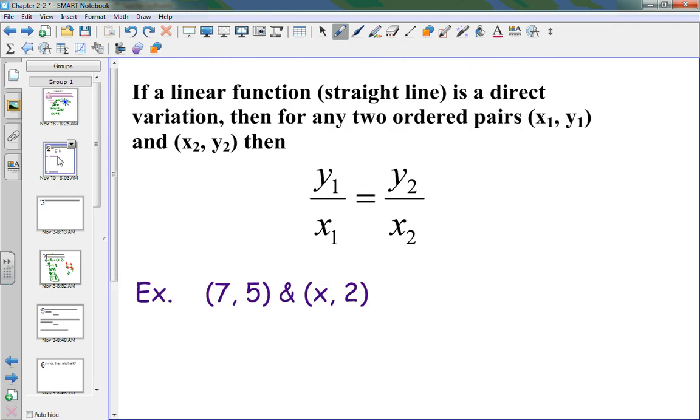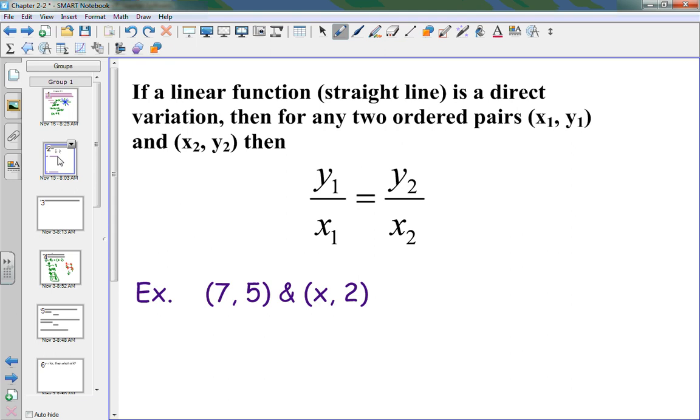Okay, next. If the linear function or a straight line is direct variation, then for any two ordered pairs, x1, y1, and x2, y2, the following is true: y1 over x1 is equal to y2 over x2. What does this look very similar to? Slope. You're pulling out the subtraction sign, and in place of subtraction, you're putting an equal sign. So if you know the slope definition, you already know the ratio definition.